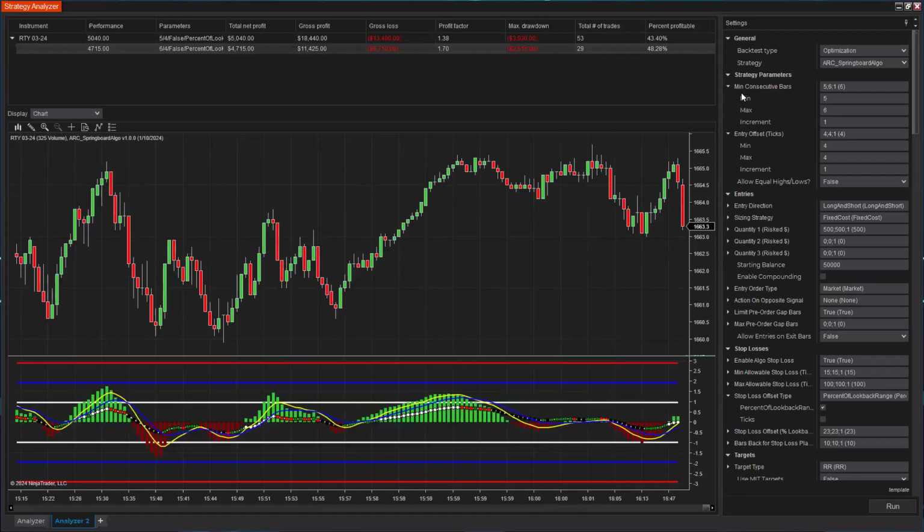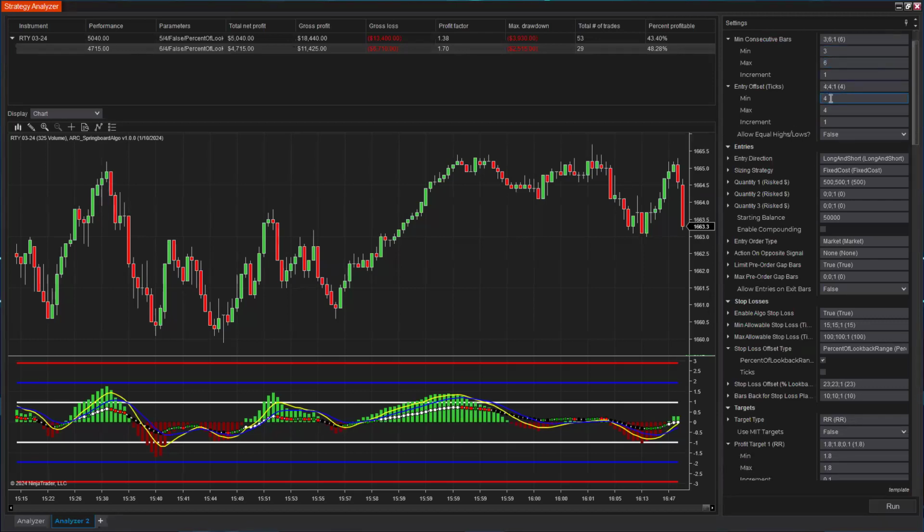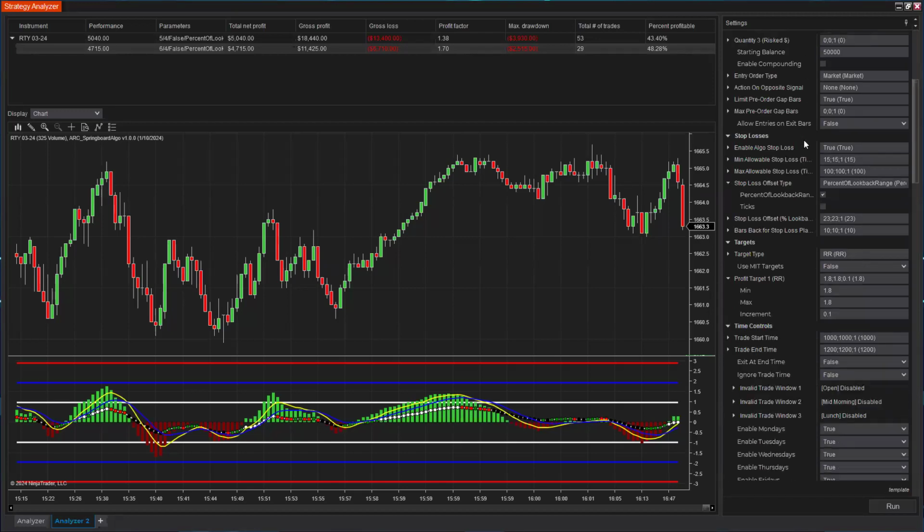So let's go over here. What I want to do is change this up a little bit. I want to set this to 3 to 6, optimize for that. Entry offset, I'm going to leave that alone.